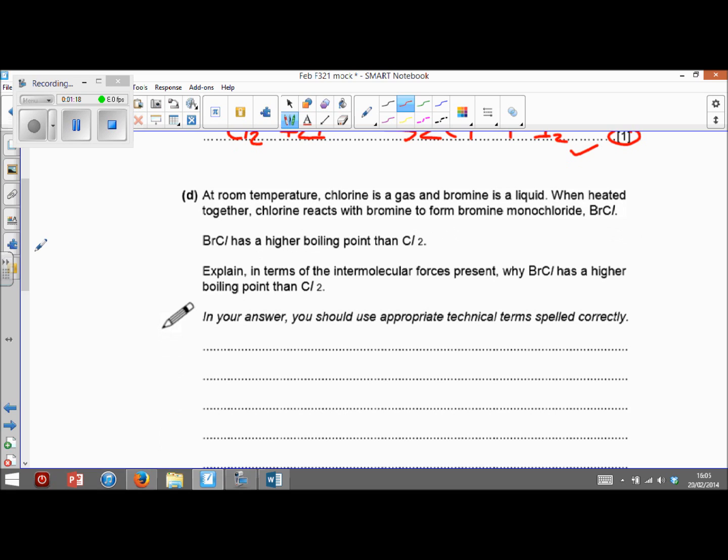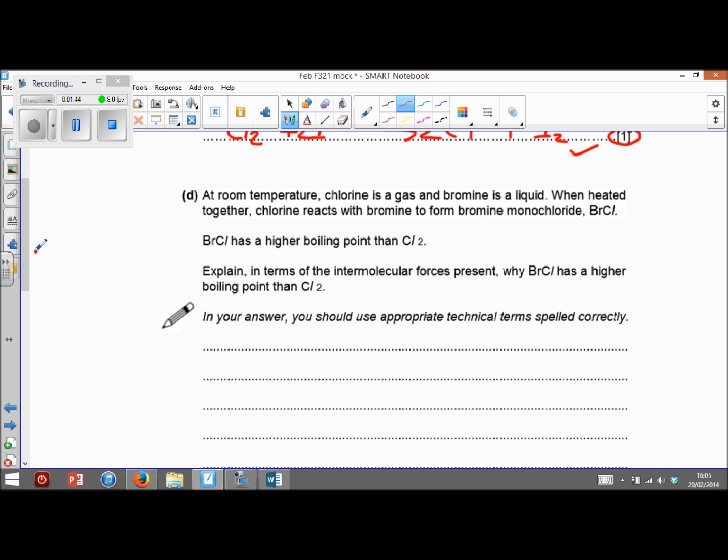Part D. At room temperature, chlorine is a gas and bromine is a liquid. When heated together, chlorine reacts with bromine to form bromine monochloride. BrCl has a higher boiling point than Cl2. Explain in terms of intermolecular forces present why BrCl has a higher boiling point than Cl2. In your answer, you should use appropriate technical terms spelled correctly.